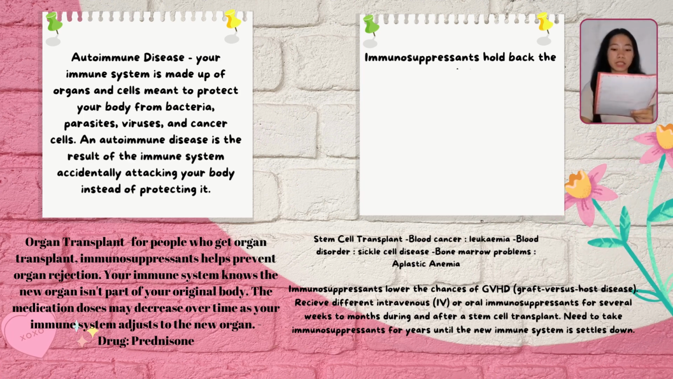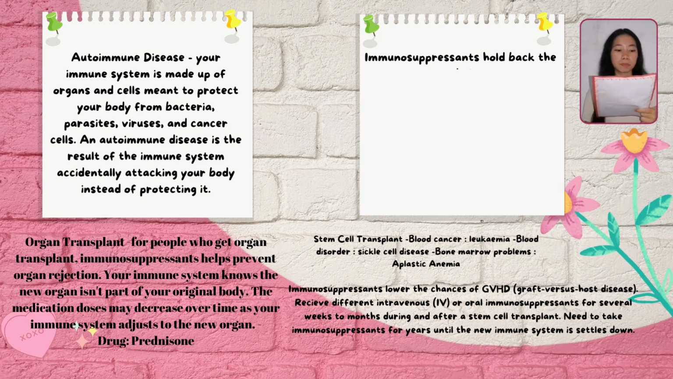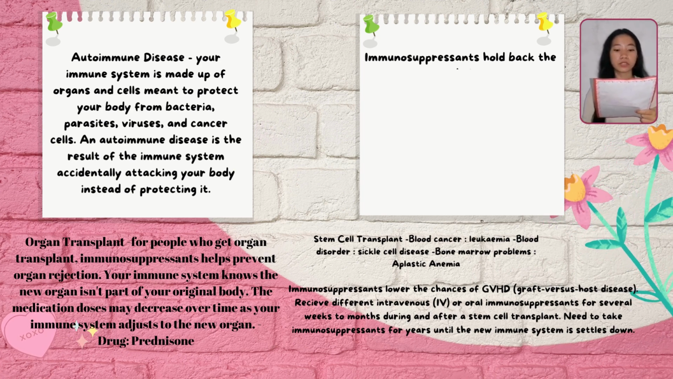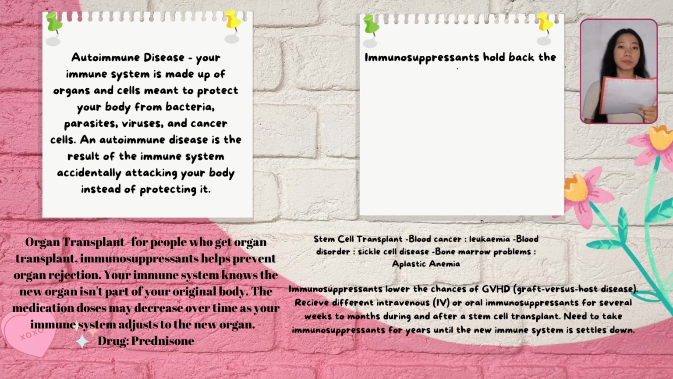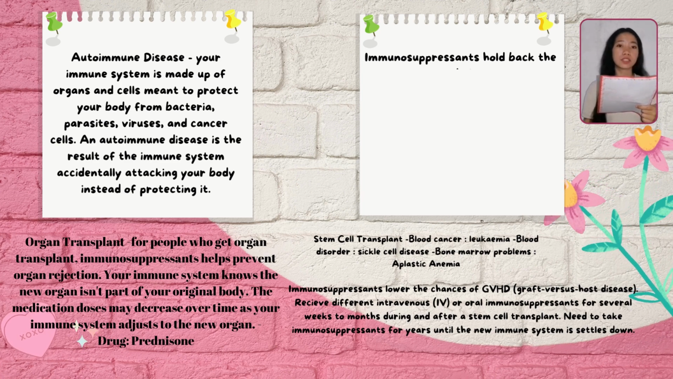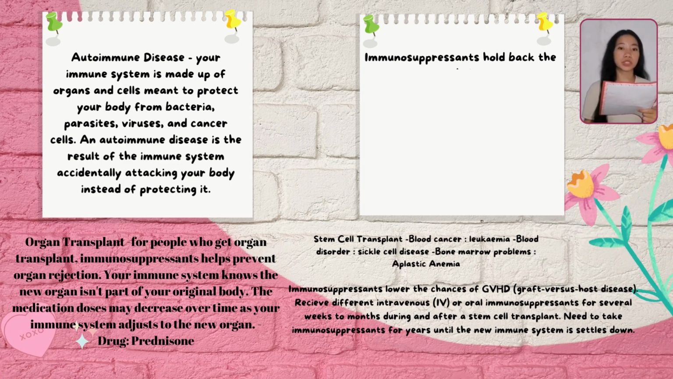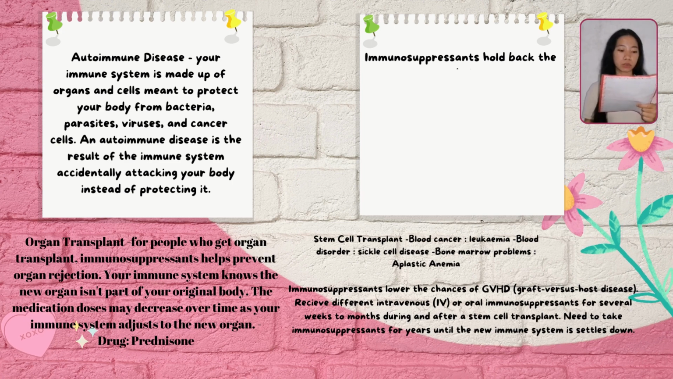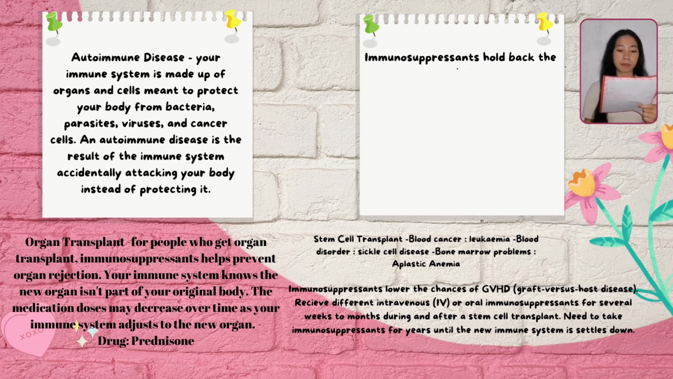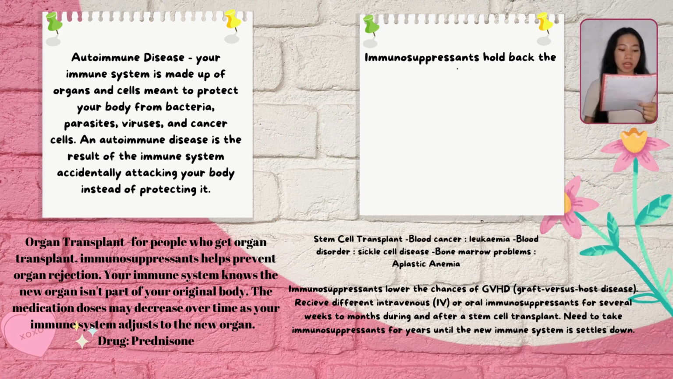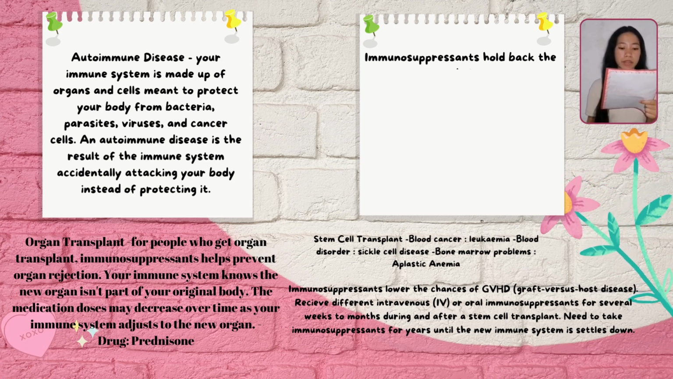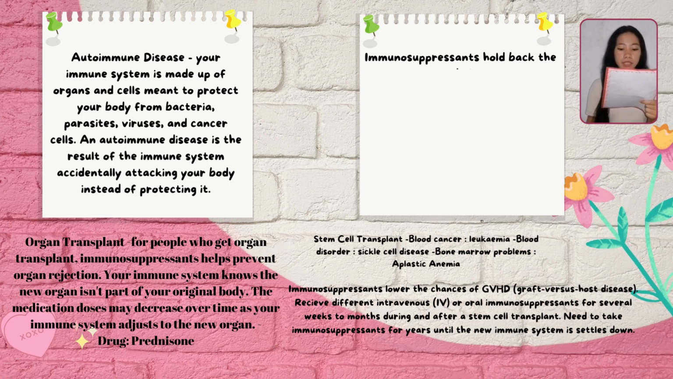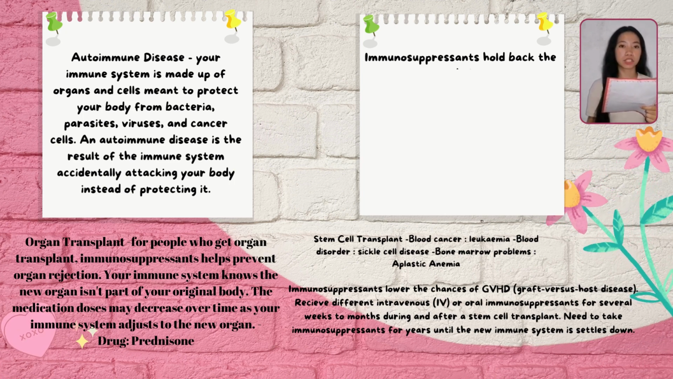And for people who get an organ transplant, immunosuppressants prevent organ rejection. Your immune system knows the new organ isn't part of your original body, and it perceives the new organ as a threat, and it will try to destroy it. The medication doses may decrease over time as your immune system adjusts to the new organ. Healthcare providers commonly prescribe prednisone for organ transplantation.